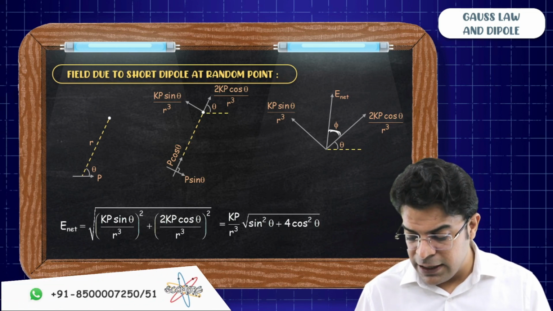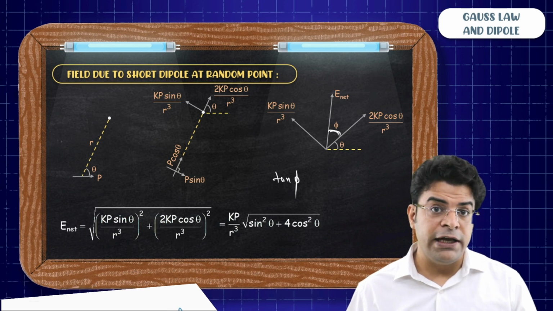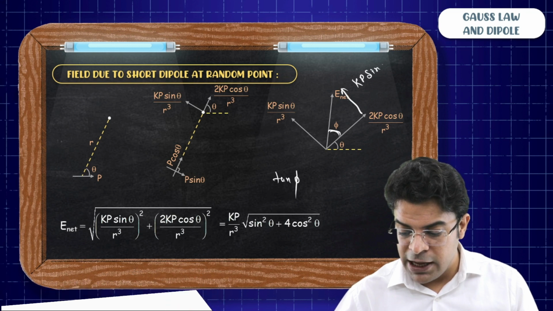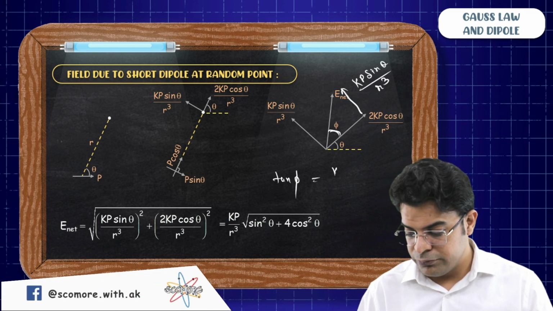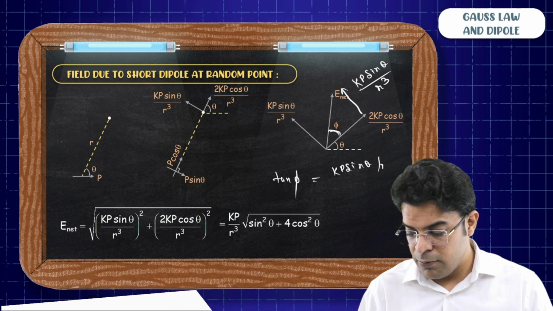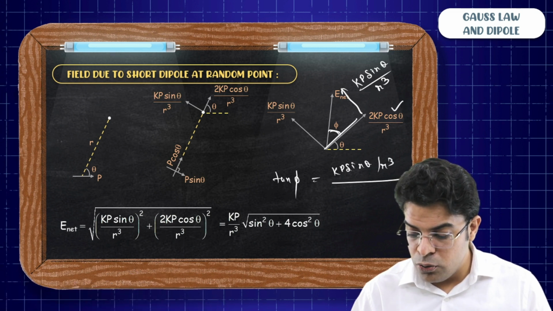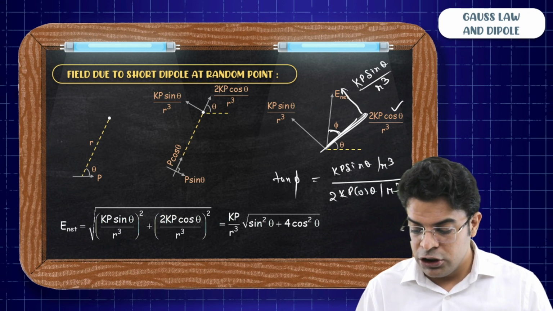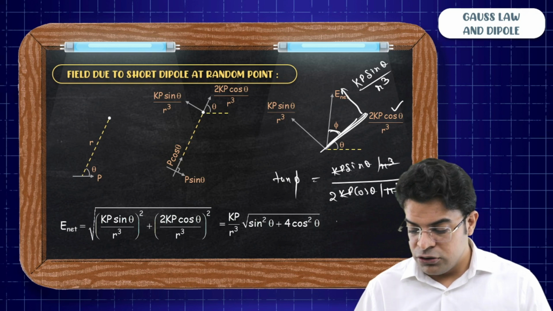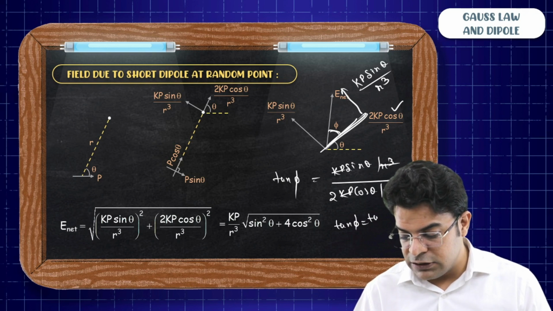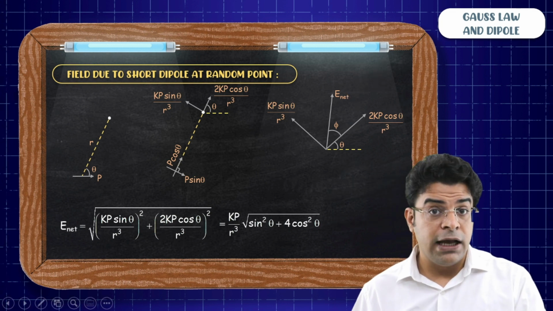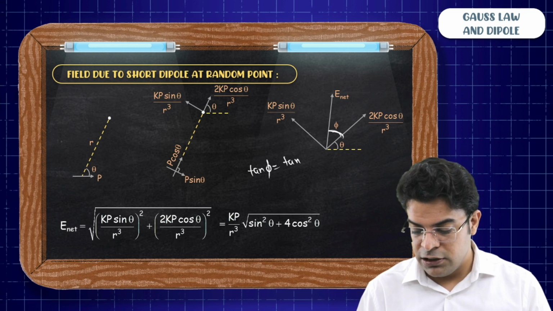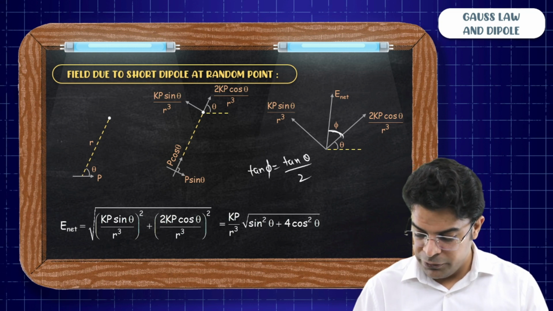Now you can even write that tan phi has to be equal to kp sin theta by r cube upon 2kp cos theta by r cube. So kp and r cube cancel out. What you get is tan phi equals tan theta by 2. Tan phi equals tan theta by 2. Remember this particular result: tan phi equals tan theta by 2.